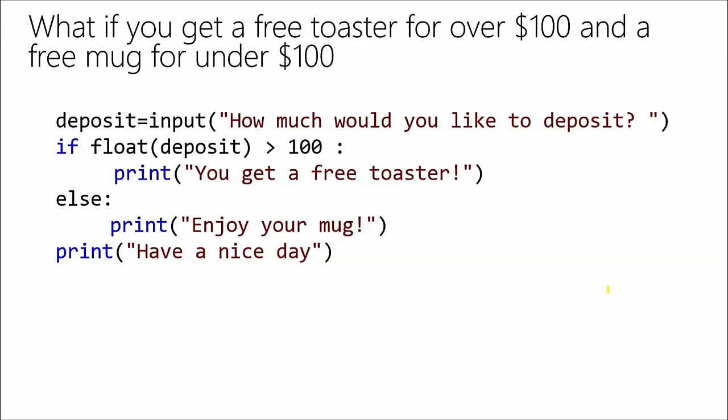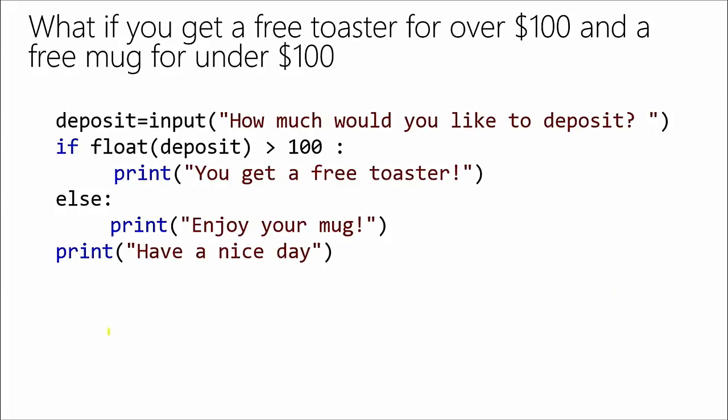So the other thing that you do run into is, what if they don't get a free toaster? You might say, well, you get a free coffee mug no matter what, but if you deposit over $100, you get a free toaster. So we run into these situations where you get one or the other. If you deposit over $100, you get a toaster. Otherwise, you get a coffee mug. And in coding terms, that's else.